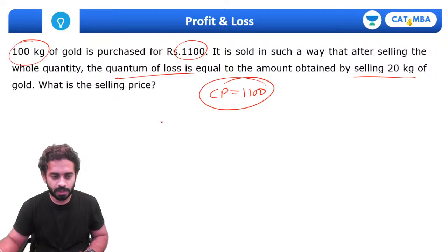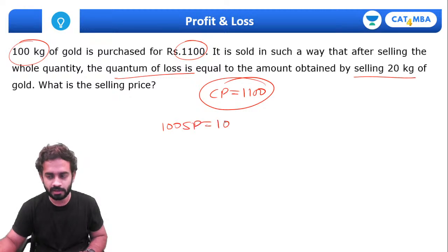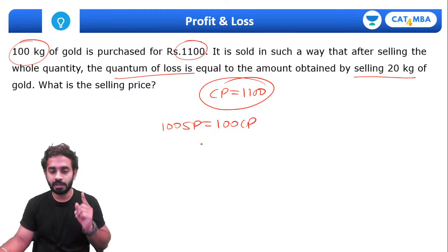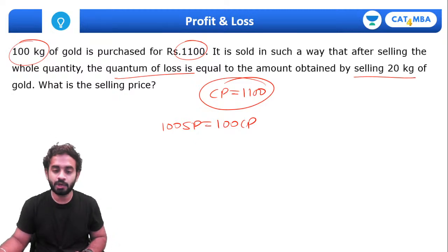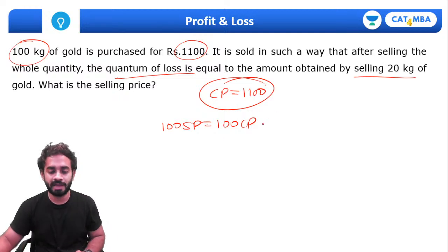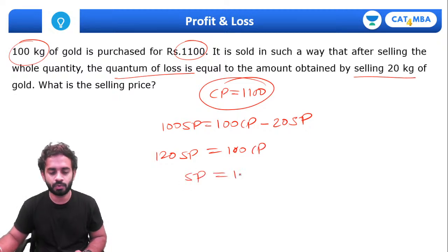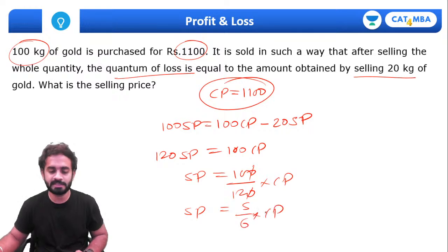If 100 SP is equal to 100 CP, in this case there would not have been any profit or any loss, but in the question it is given that he lost an amount equal to the selling price of 20 kg, so we'll have to subtract this. So he lost 20 SP. Shift this 20 SP to the left hand side, you will get 120 SP is equal to 100 CP. Simplify this: SP is equal to 100 upon 120 CP. The 0 gets cancelled. If you simplify this, you will get 5 by 6 into CP.